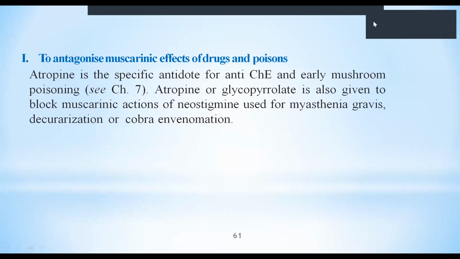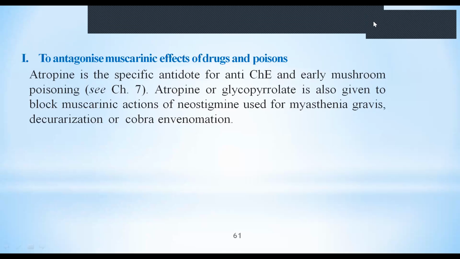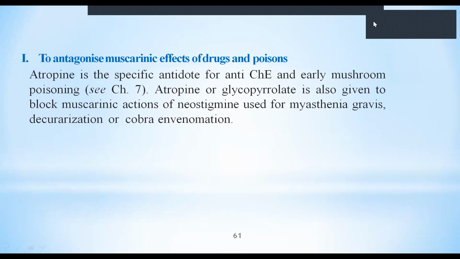Atropine is the specific antidote for anticholinesterase and early mushroom poisoning. Already we have dealt with this. And atropine and glycopyrrolate are also given to block the muscarinic actions of neostigmine used for myasthenia gravis. Please remember that Mr. Amitabh Bachchan suffered from myasthenia gravis, a disease in which antibodies develop against the nicotinic type of receptors in skeletal muscles, and decuration or the cobra invasion.